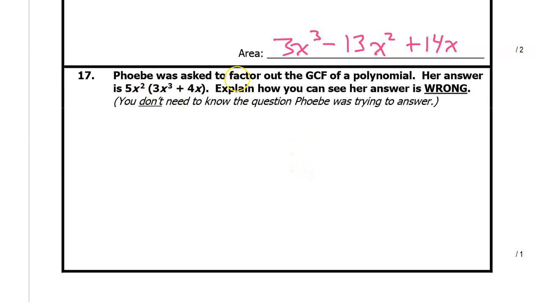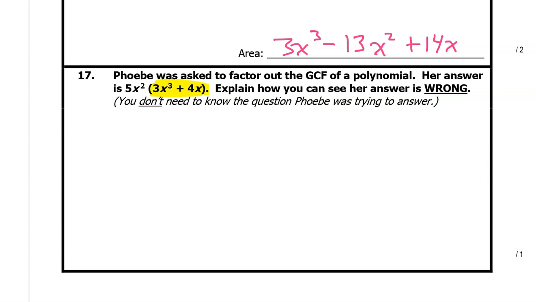Phoebe was asked to factor out the GCF of a polynomial. Her answer is this. Explain how you can see her answer is wrong. You don't need to know the question that Phoebe was trying to answer. The reason why we know this is wrong is because if you look at what is left inside the parentheses after Phoebe pulled out what she thought was the greatest common factor, you see that there is still a common factor left. And that should never happen.